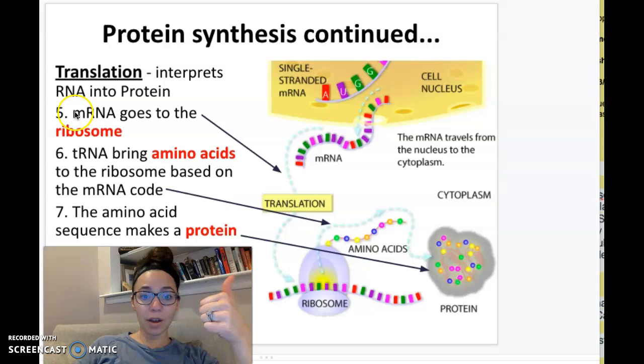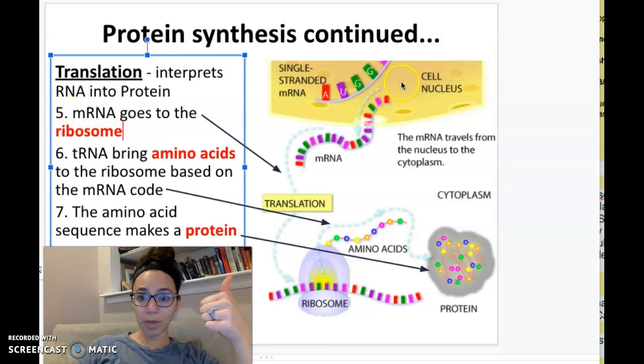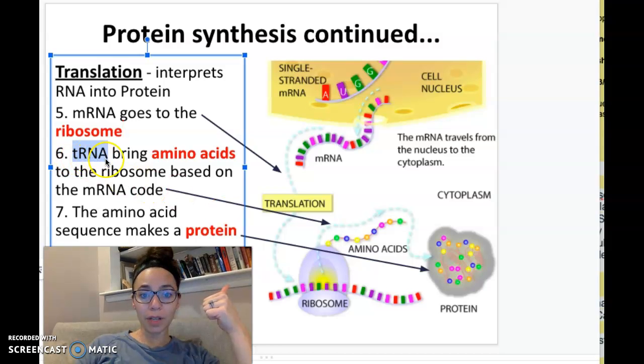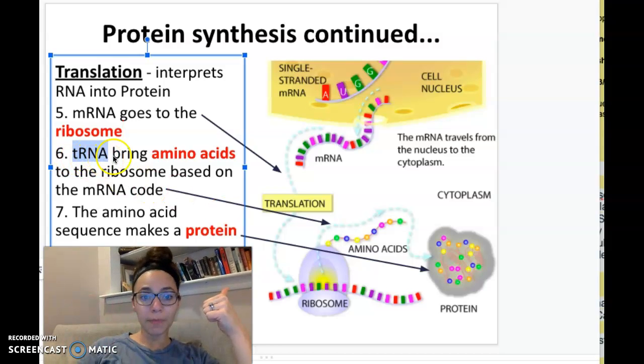So what happens next? The RNA travels to the ribosome. Okay, so we're leaving the nucleus here. We're traveling to the ribosome, which lives in the cytoplasm. Then tRNA, which is another type of RNA, which I'll show you in a little bit, brings amino acids. Remember, those are the building blocks of proteins. So they're represented by these little circles here. So it brings amino acids to the ribosomes based on the RNA code. Okay, so whatever this code from the DNA says, that's what the RNA builds.